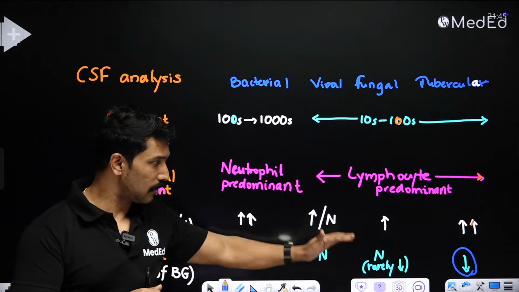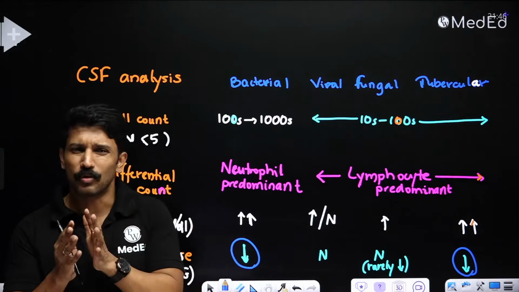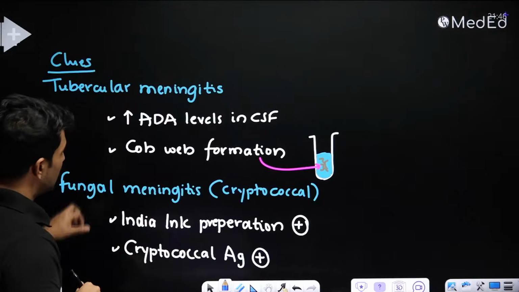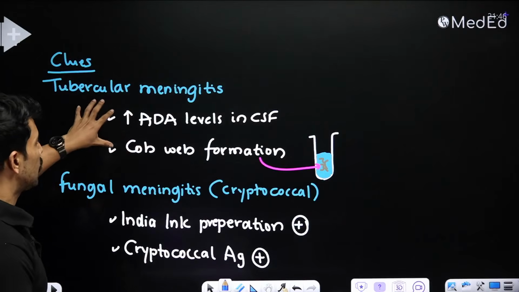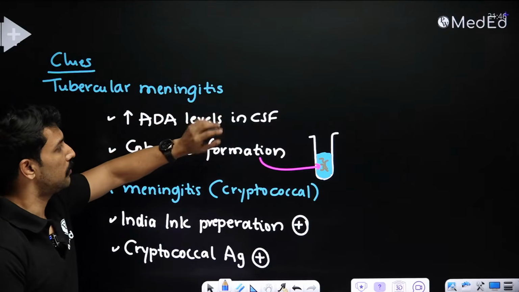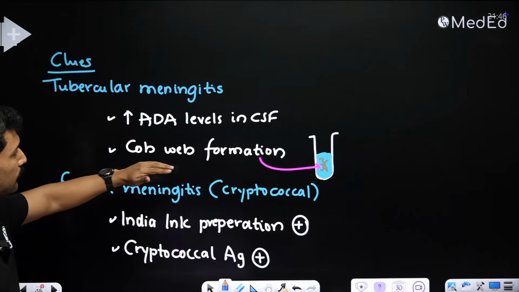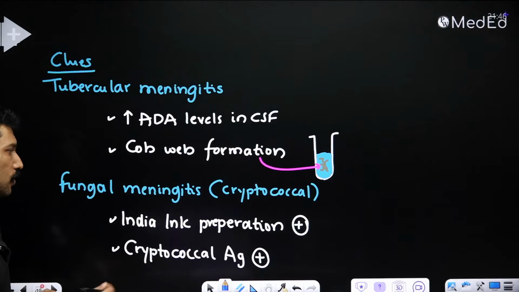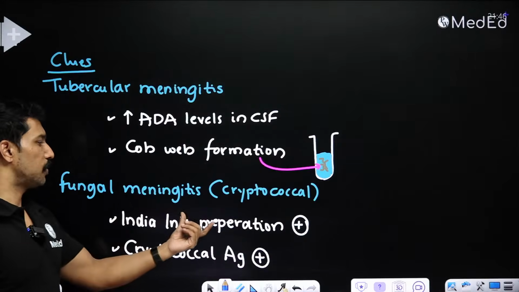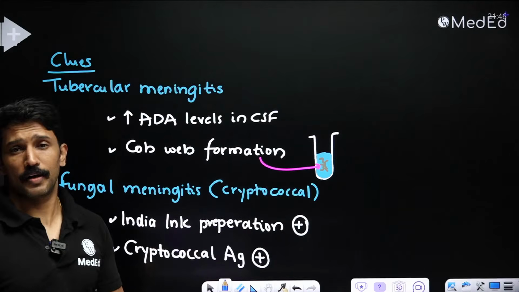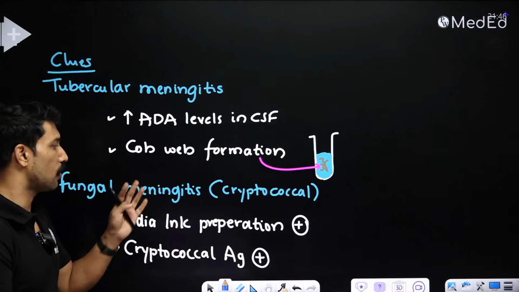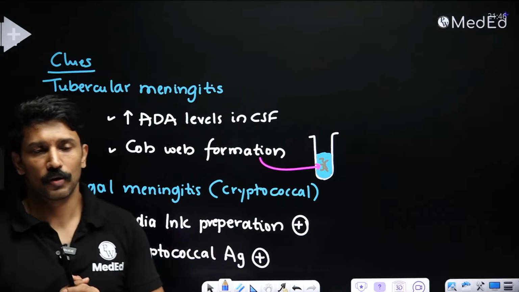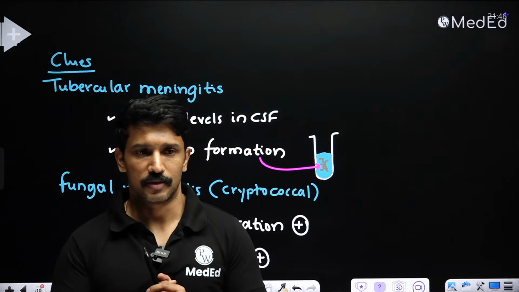By this time, you must have a possible diagnosis in your hand. If not, you're still stuck. These additional clues may help. If ADA levels in the CSF is elevated, it is pointing towards tubercular, or if there is cobweb formation in the CSF, it's pointing towards tubercular. If India ink preparation detects capsulated organisms, it is pointing towards cryptococcal fungal meningitis, or if the cryptococcal antigen is positive, it is pointing towards cryptococcal fungal meningitis.